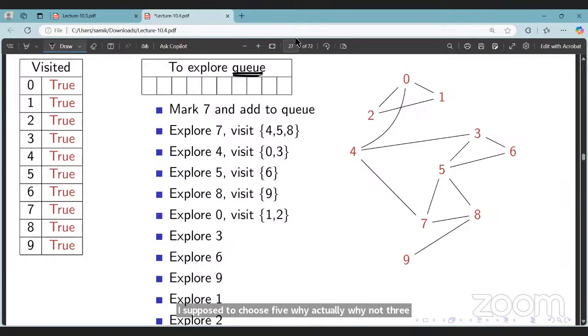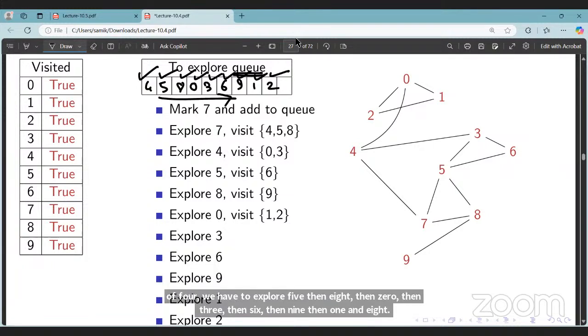Because it works on the queue principle. What does a queue say? Queue says first in, first out. So after 4, we enter 5. We enter 4, 5, 8, and then after these we entered 0, 3, and then 6, 9, 1, and 2. So this is our queue. After the exploration of 4, we have to explore 5, then 8, then 0, then 3, then 6, then 9, then 1, and then 2. The queue is a sequence, so we have to consider the order.